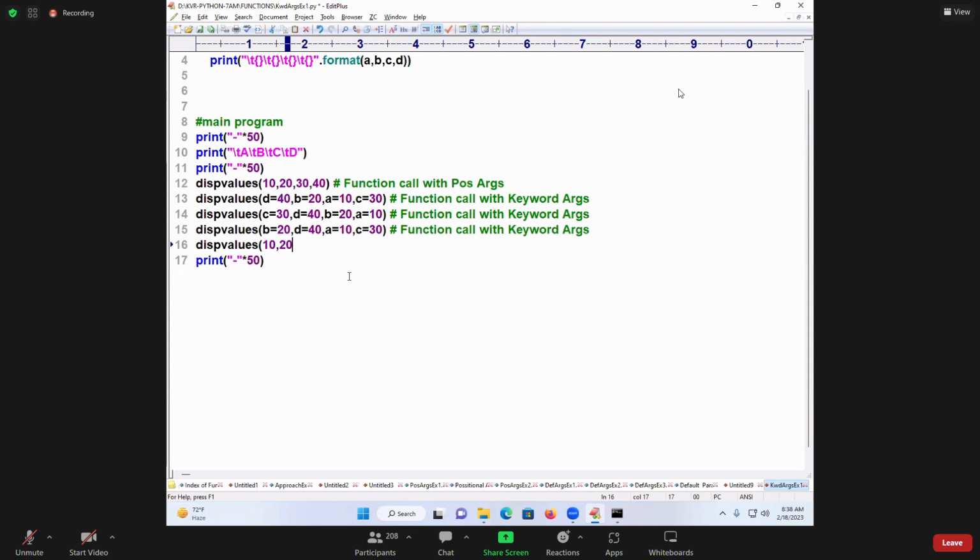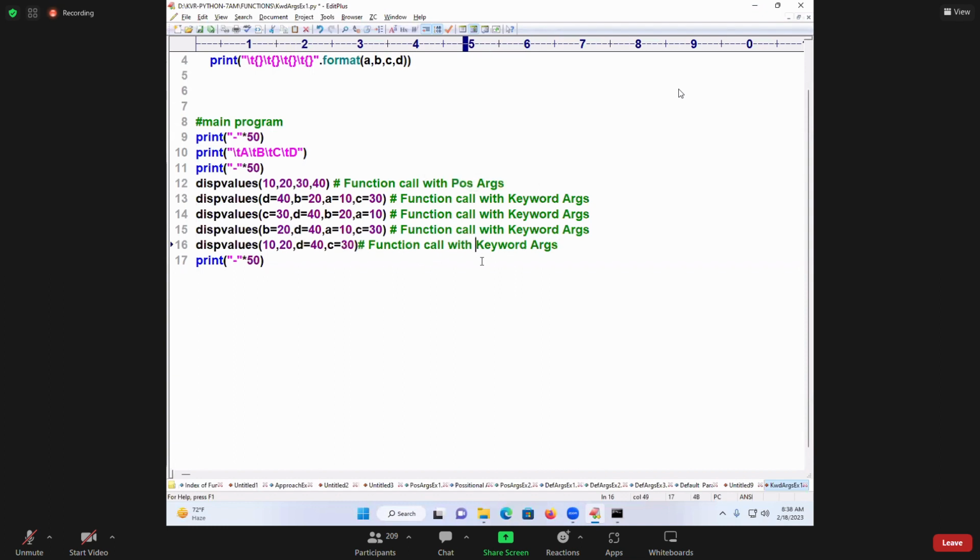10, 20. What is 10, 20? Because my teaching will give you a lot of new thoughts. If you listen continuously, you will get the points. Now, I will say next what? D is equal to 40. C is equal to 30. What is this? Function call with keyword arguments.